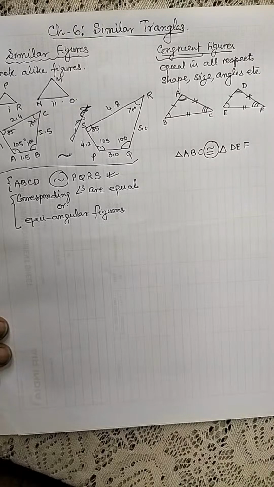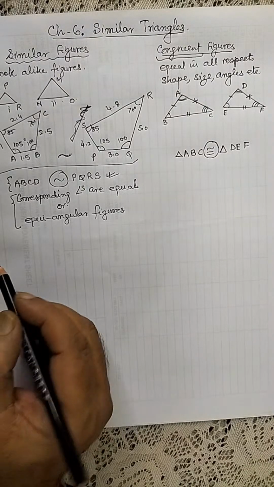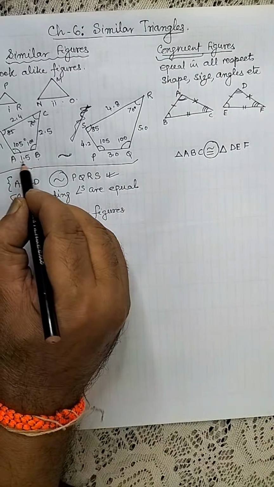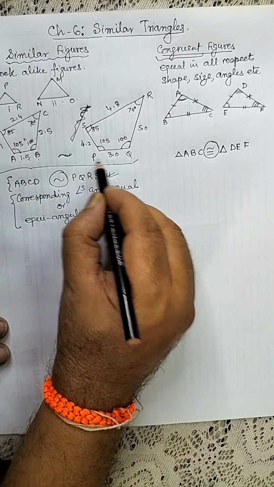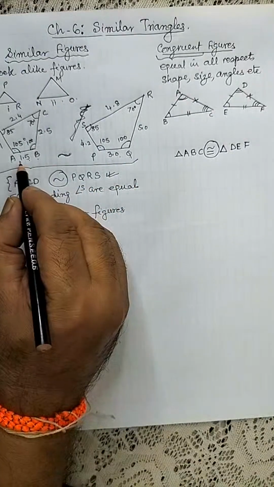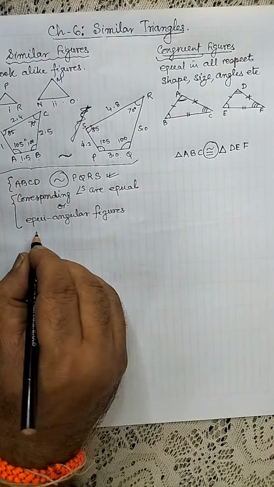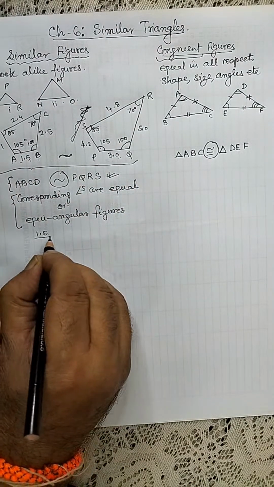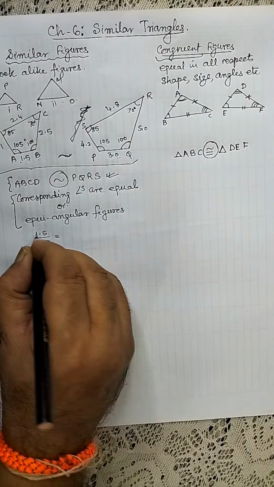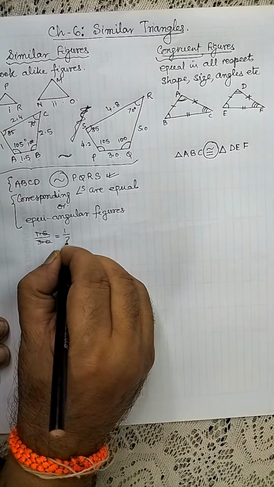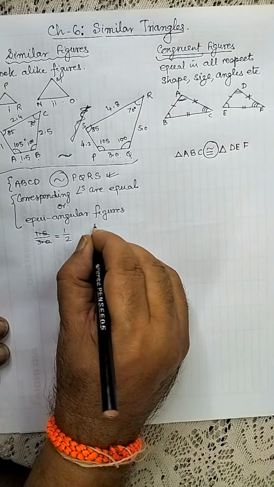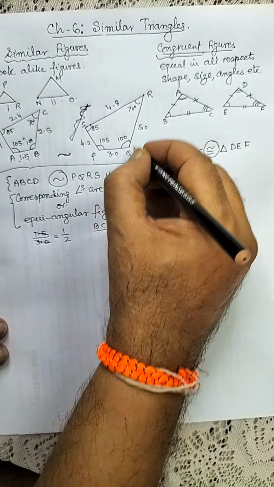And thirdly, and very important, if you observe, side AB here is of length 1.5. Corresponding side PQ in this figure is of 3 units. So if I take the ratio, what is the ratio? 1.5 on 3. This ratio is 1:2.